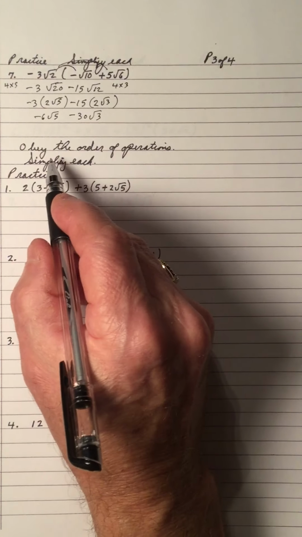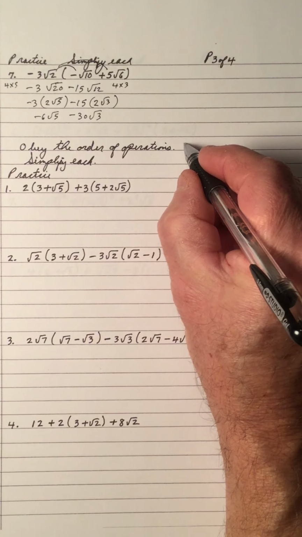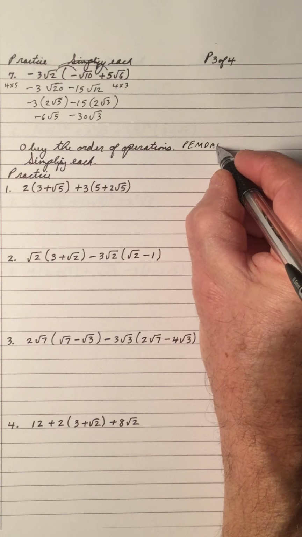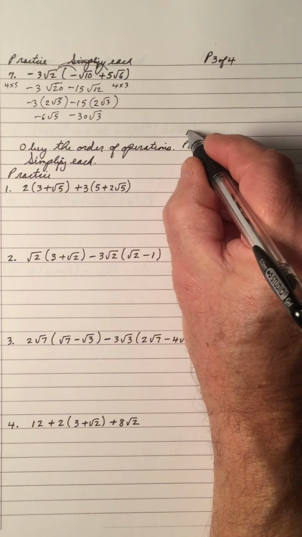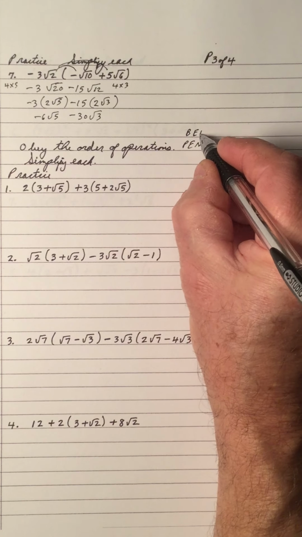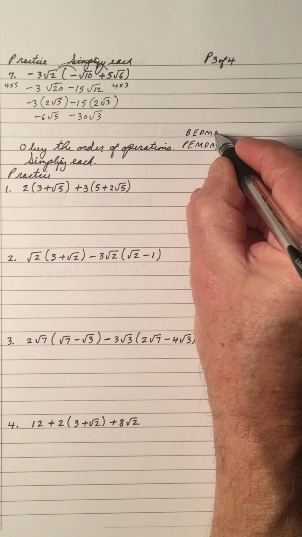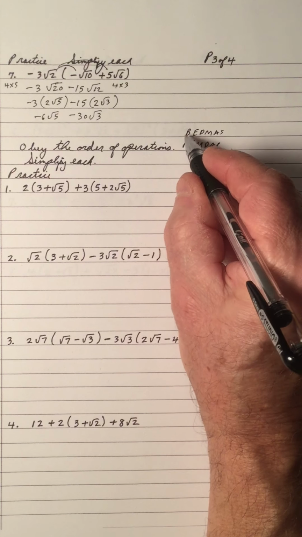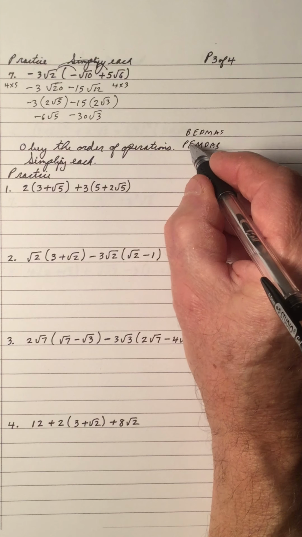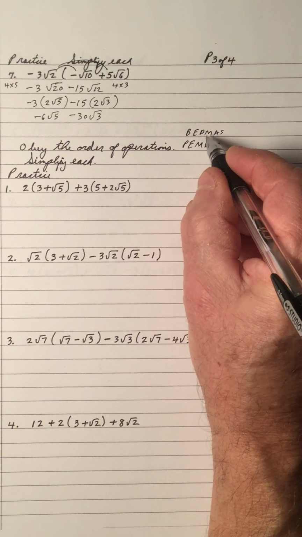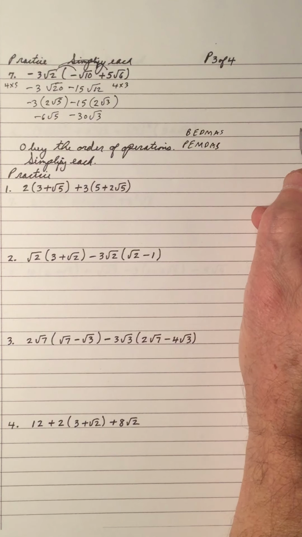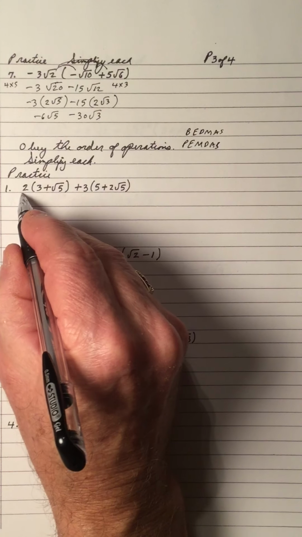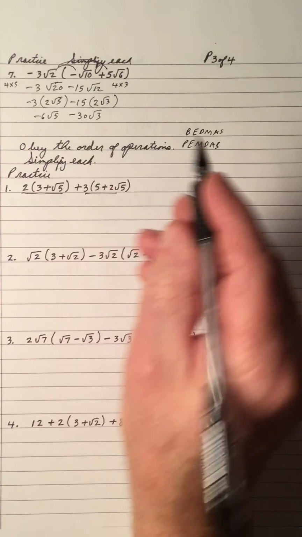More practice. Obey the order of operations. The order of operations is P, E, M, D, A, S. Or some people might say B, E, D, M, A, S. Either or. But this one means brackets and parentheses. This is exponents, multiplication, division, left to right, addition, subtraction. So, to simplify these, I have to multiply this one and this one first and then add and subtract after.